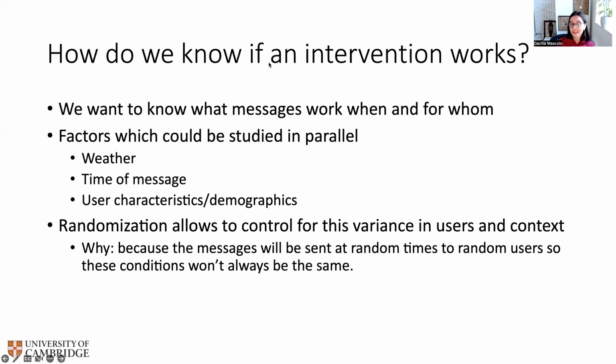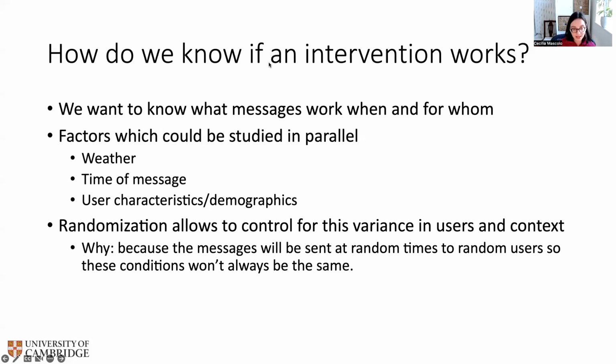How do you know if an intervention works? We've had a little look ahead about this, about randomization. We want to know exactly what message works, and when, and for whom, for which user. And we also want to know that there are factors that could be studied, such as the weather, the time of the message, the user characteristics, and the demographic.